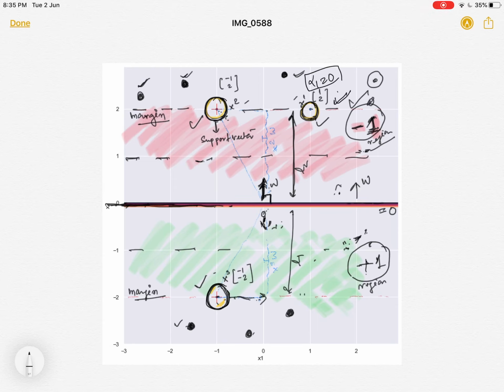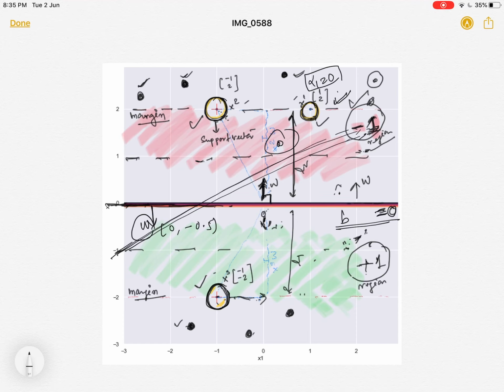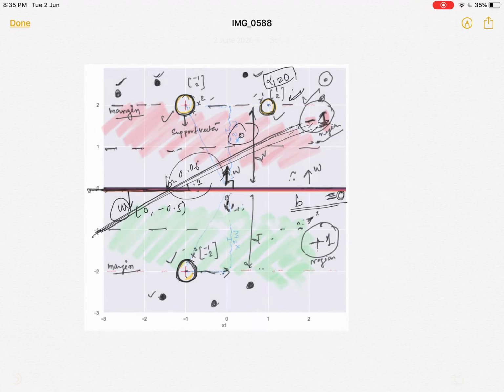Once we have this value, we know W is perpendicular, with direction 0, minus 0.5. This is the direction of W, and B is given to be equal to 0. B is the shift, meaning in another case, if we have any other point over here, the line may shift to this particular form and B may be given a value of 0.06 or 1.3. B is just a bias that is given to this particular equation.